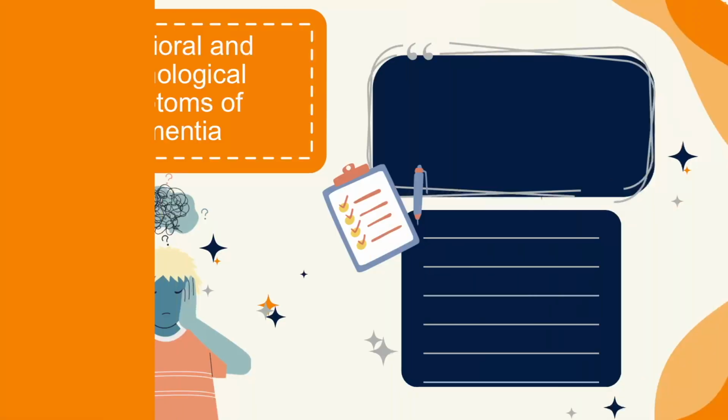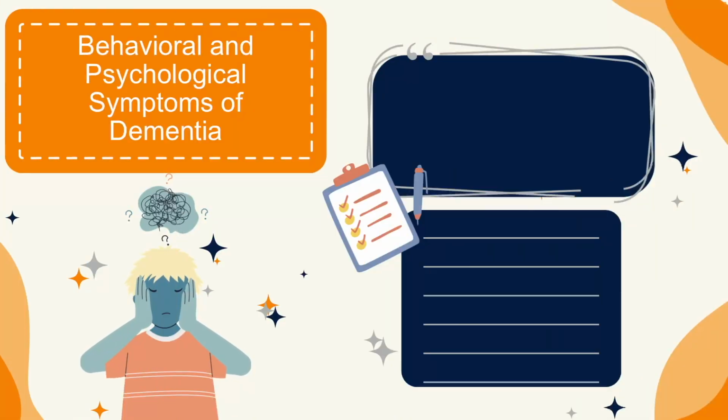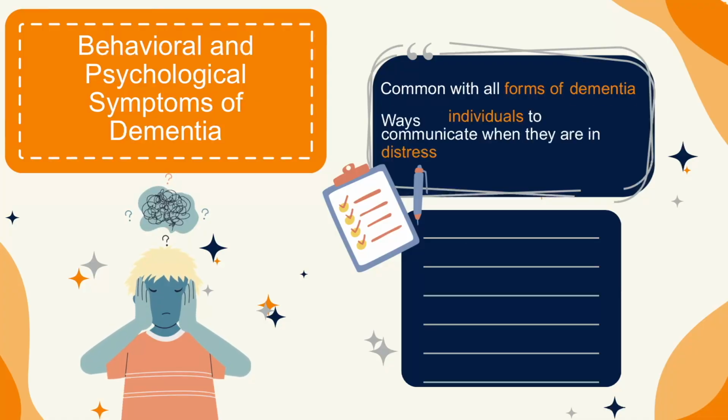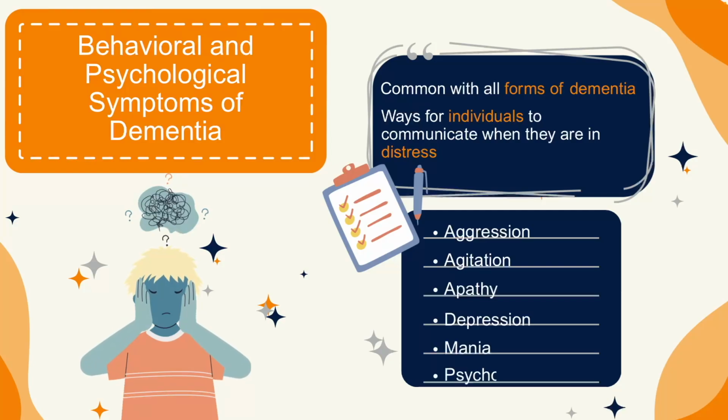Behavioral and psychological symptoms of dementia are common with all of the dementias. It is very important to know that these challenging behaviors are ways for the person living with dementia to try to communicate when they are in distress. Behaviors can include aggression, agitation, apathy, depression, mania, or psychosis.